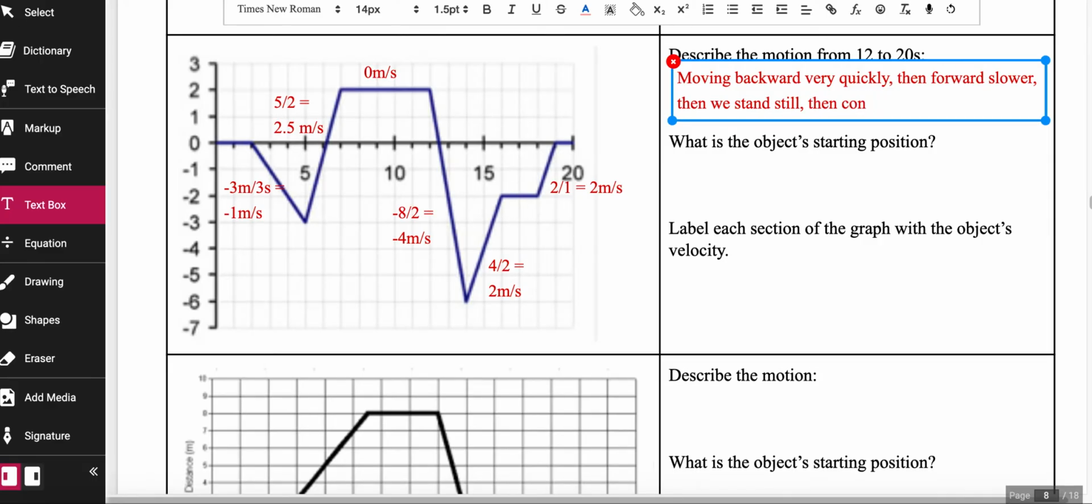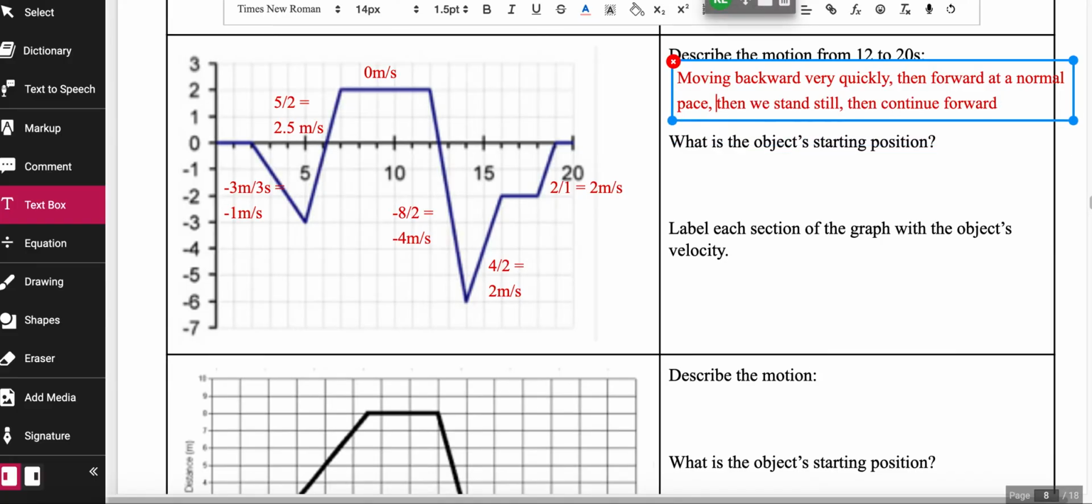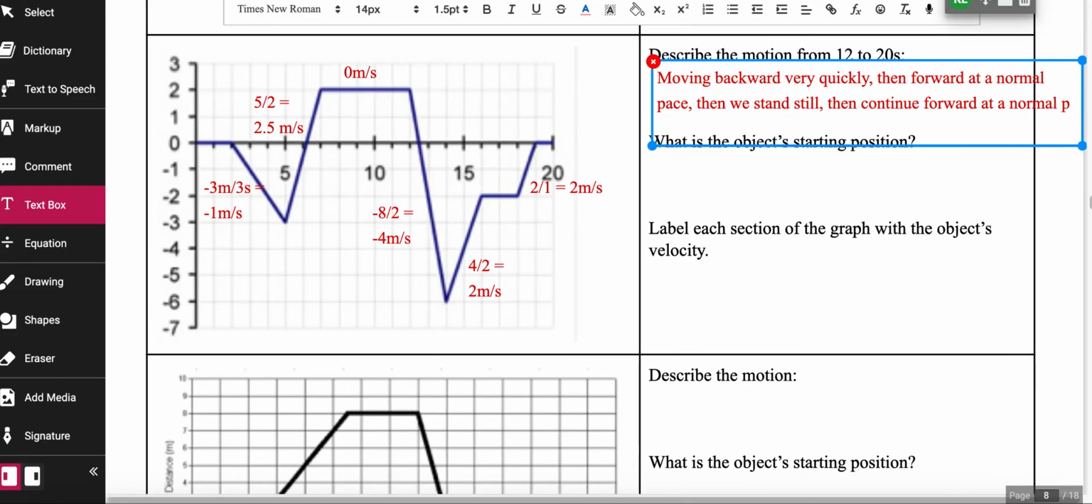Then continue forward. I'm just going to say at a normal pace for this one, so that then we can kind of describe that back. So then continue forward at a normal pace, then stand still.